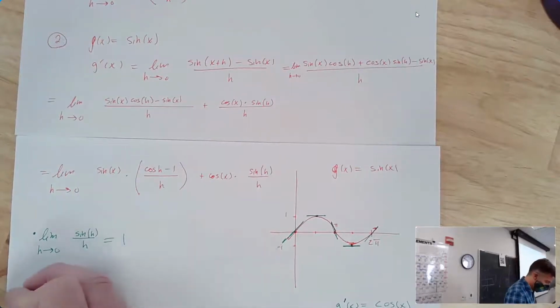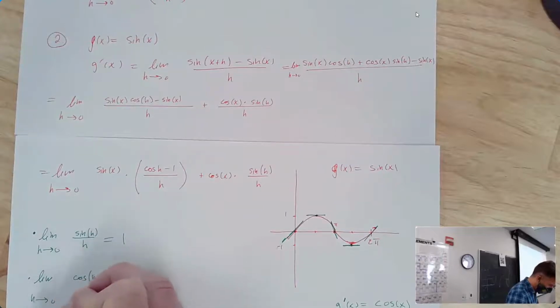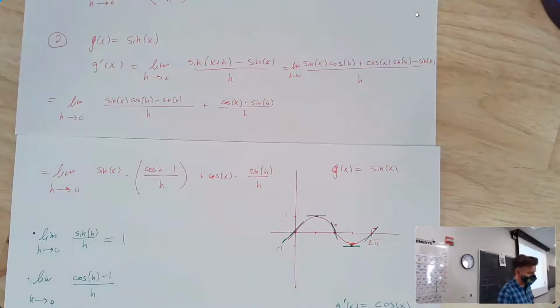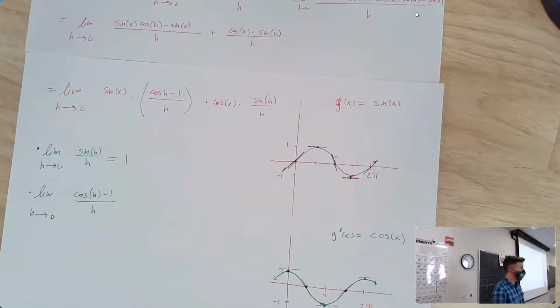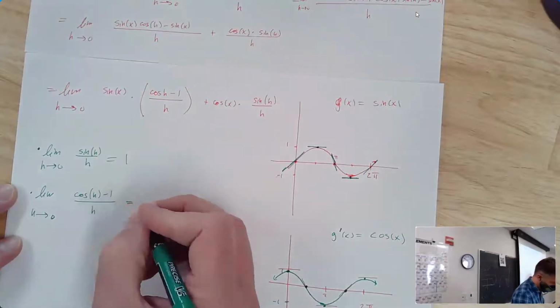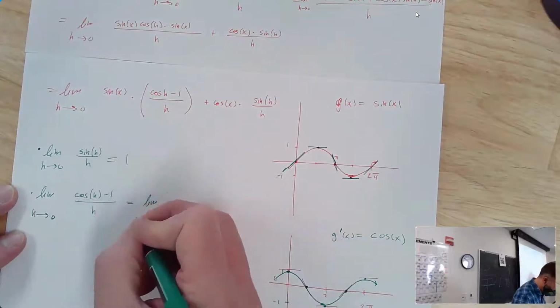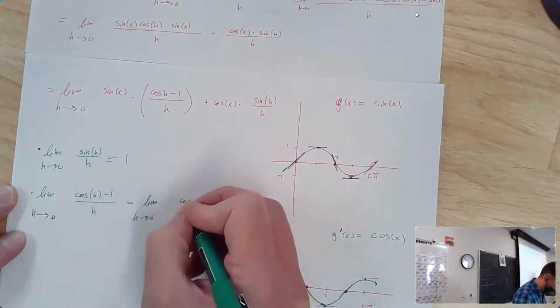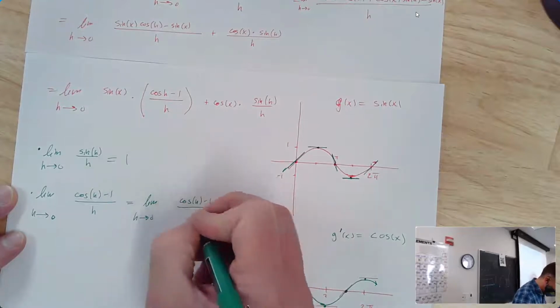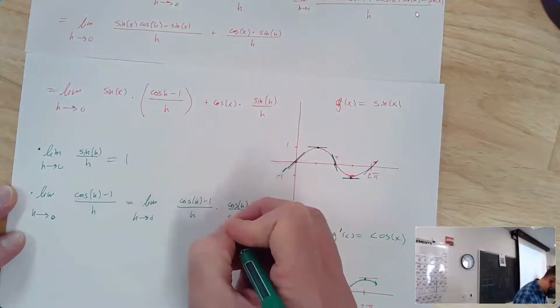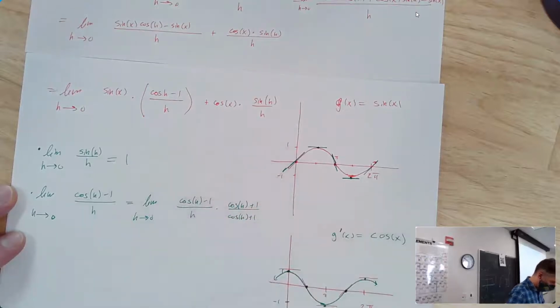Slightly harder question to answer: the limit as h goes to 0 of cosine of h minus 1 all over h. This one is not quite as common, but it still comes up. So let's just do it real quick. I'm going to multiply the top by its conjugate. So the limit as h goes to 0 of cosine of h minus 1 over h, times cosine of h plus 1 over cosine of h plus 1.